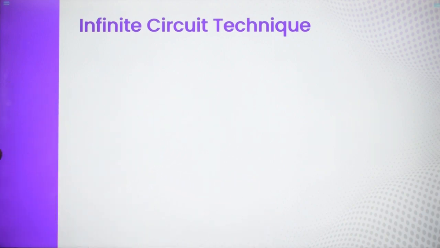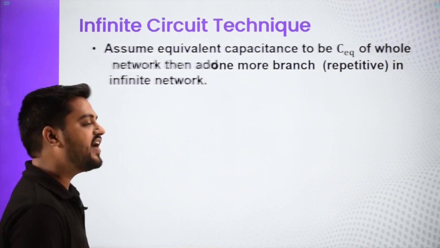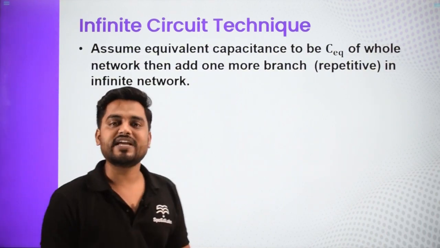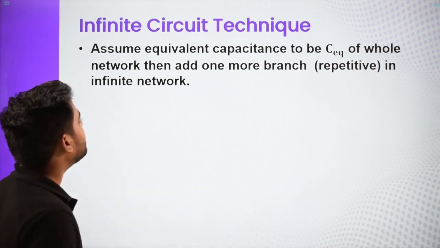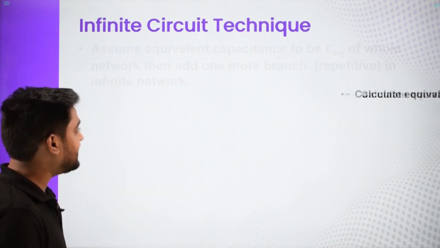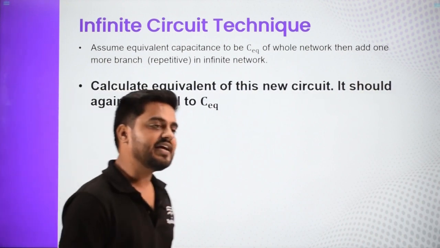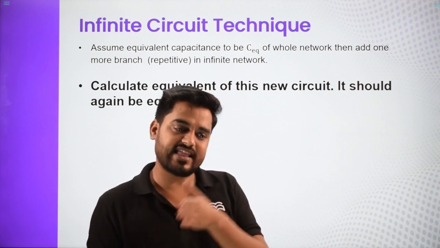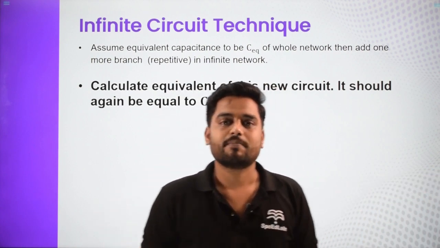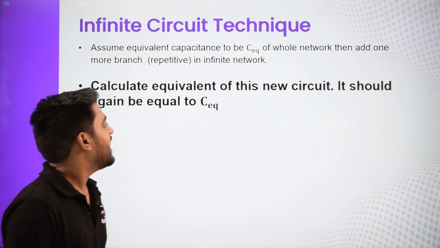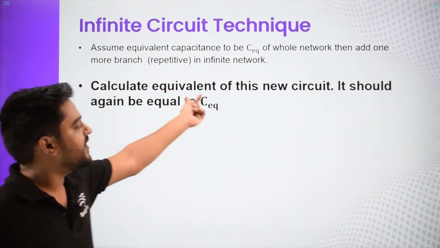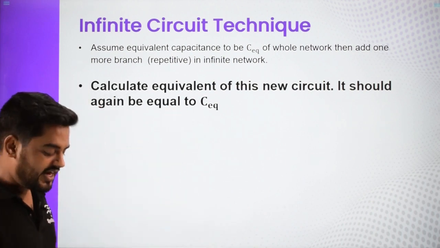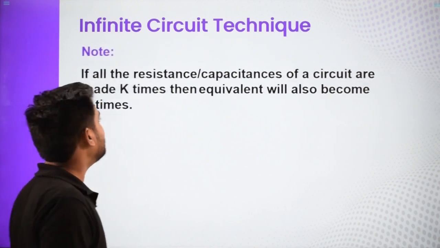Now next is infinite circuit techniques. So what is the infinite circuit technique? When we have an infinite circuit where a pattern is being repeated, then this technique is useful. So we can just assume that the equivalent capacitance is some C, and then we can replace that part which is getting repeated by the same equivalent capacitance, and then just calculate the equivalent of this new circuit, and whatever is your answer, that should again be C equivalent. So let us have a look at the example, then we will understand it.